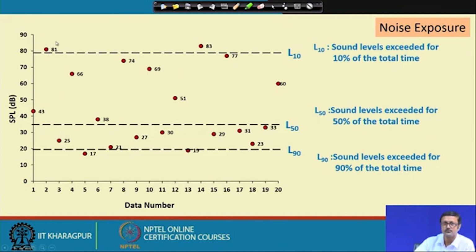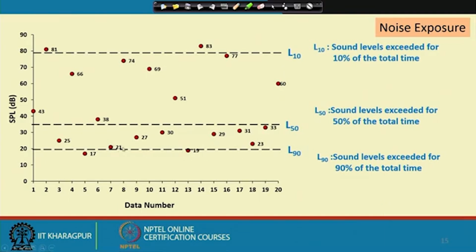Very similarly, 90% of those 20 is 18. So, if I draw a line over here, these two, 19 and 17, are below. So, those 18 are above this 90 line. So, I can say this L90 is 21 decibel, because 90% of all the data, or all the time, the exposure is more than 21.